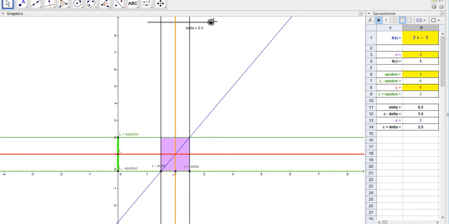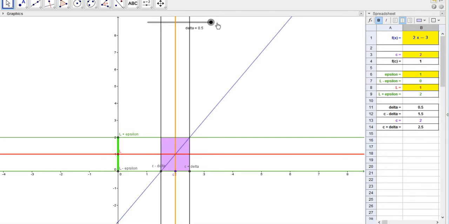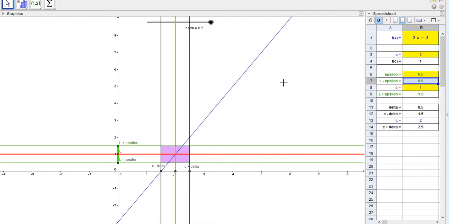Actually at delta equals 0.5, it looks like we're exactly where we need to be. If we go in any smaller, then we're just making the y values that are actually used smaller, and they stay within this green band. Okay, what if we go smaller still with epsilon? Let's go to 0.5. So we're making a challenge again.